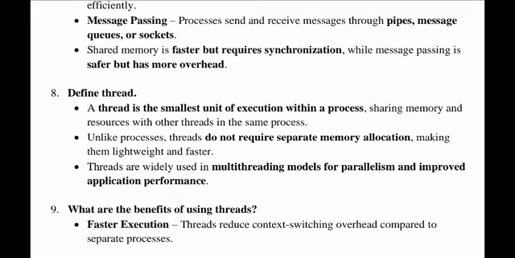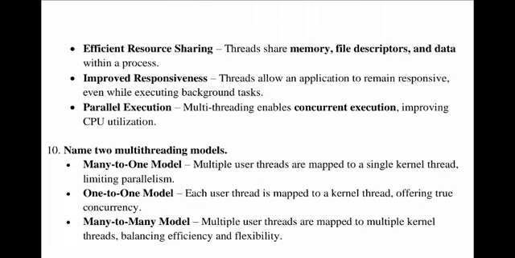And then coming to the ninth question, what are the benefits of using threads? The benefits include faster execution, efficient resource sharing, improved responsiveness, and parallel execution. Faster execution is they reduce context switching overhead compared to separate processes, and then efficient resource sharing is they share memory, file descriptors, and data within a process.